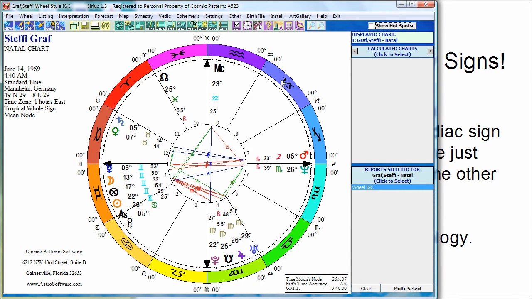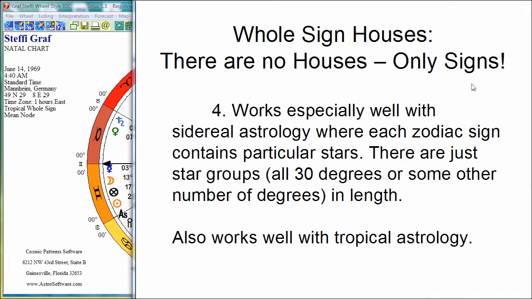Now you can use whole sign houses with a tropical zodiac. That also works out very well, and lots of people do, and that's more common in the Western tradition, in Hellenistic astrology, as it's used today and as it's understood. It's generally tropical whole sign, so you can do that as well. It fits very well. But with sidereal, if you're using sidereal astrology, it's a real natural combination because you're basing your astrology on the stars, and you're seeing how far apart the stars are from each other.